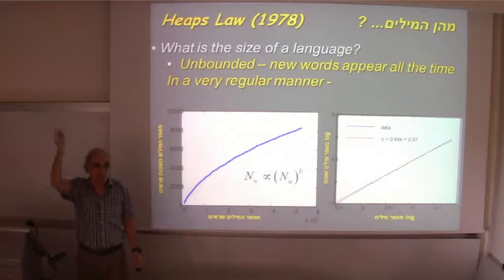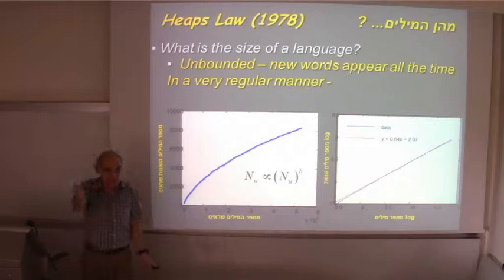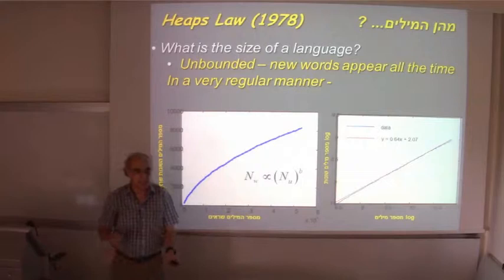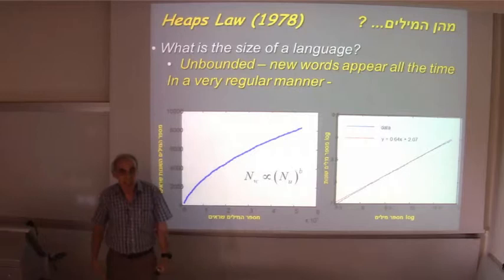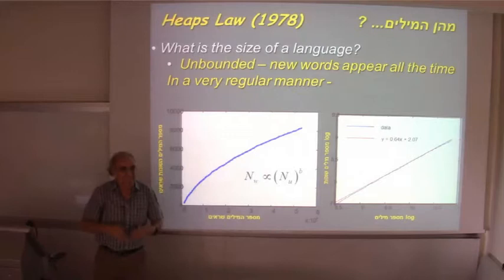Even this is not true, because just look at the internet today, and you'll see that the size of the alphabet has grown dramatically. We now have strudels and all sorts of strange signs that appeared as new characters, and they appear all the time. It's not just a fluke. It's very fundamentally there.